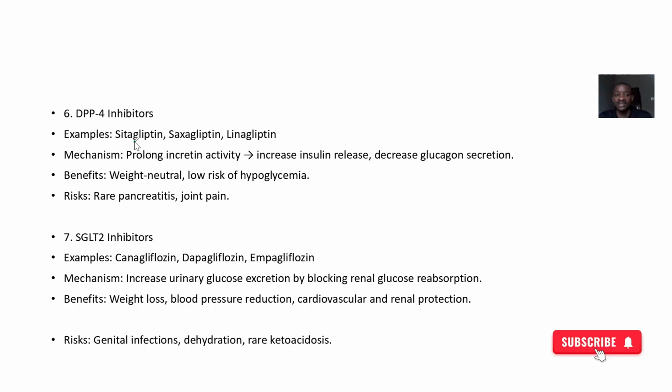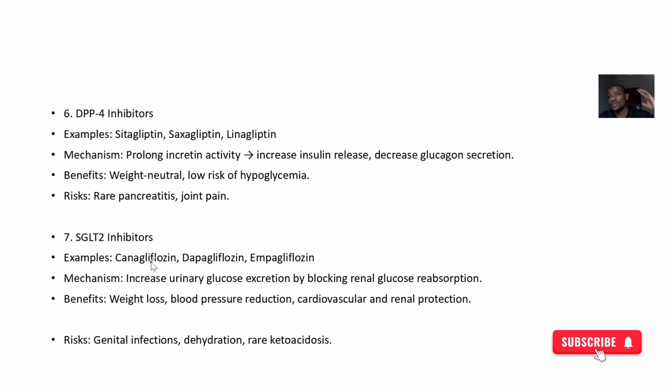Then we have the DPP4 inhibitors, drugs like Sitagliptin and Linagliptin. They basically increase insulin release and decrease glucagon secretion. Then we have the SGLT2 inhibitors, drugs like Canagliflozin, Dapagliflozin and Empagliflozin. They increase urinary glucose excretion by blocking renal glucose reabsorption.